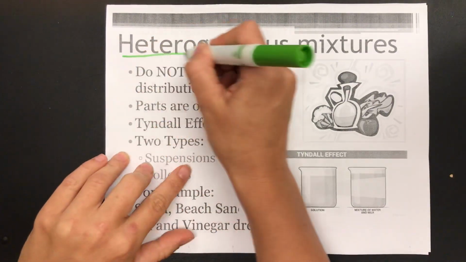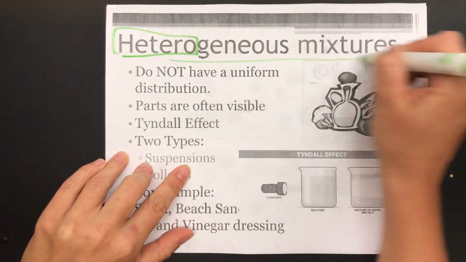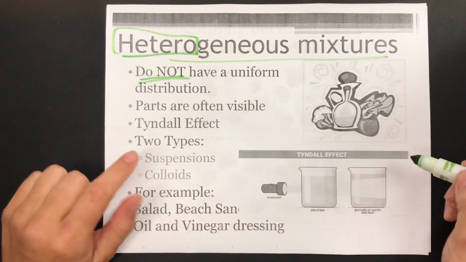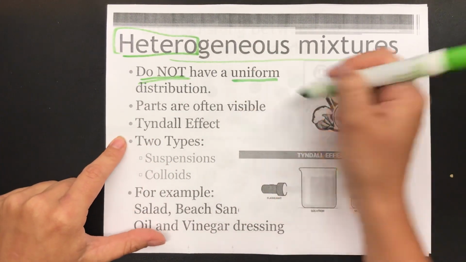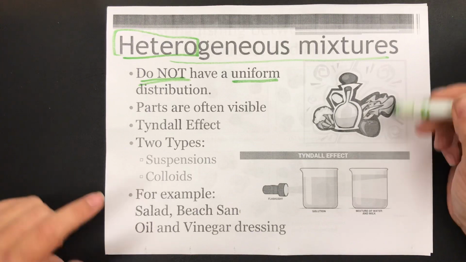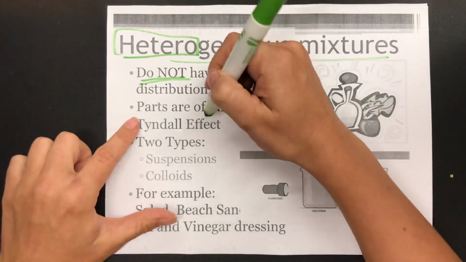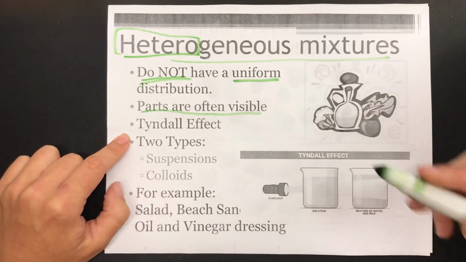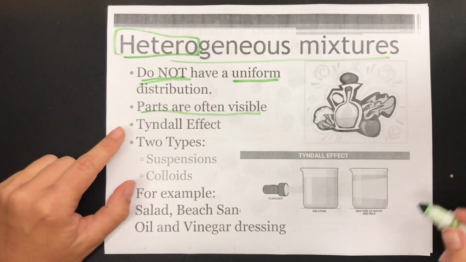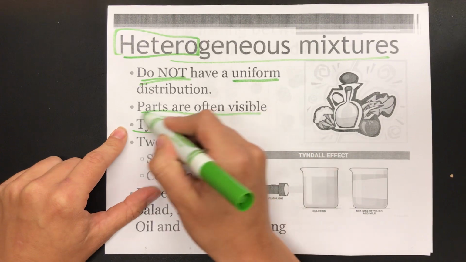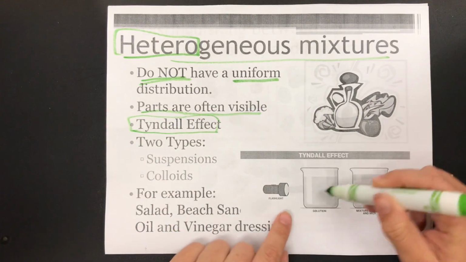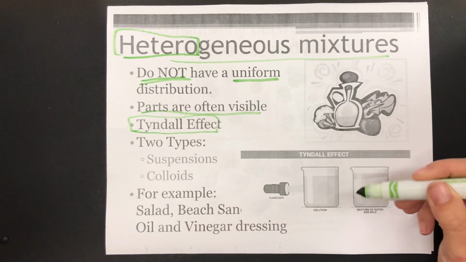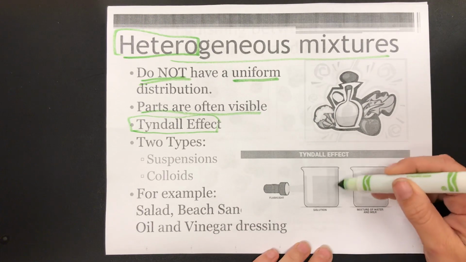Heterogeneous mixtures do not have uniform distribution. That means you can see the different parts. So like a salad, okay? Parts are often visible. Not always though, so you can't always see the different parts. So this is where we get what's called the Tyndall effect. Tyndall effect means that the light bounces off the particles. So you can't physically see the different particles going on.